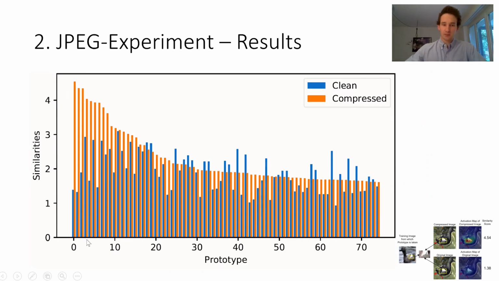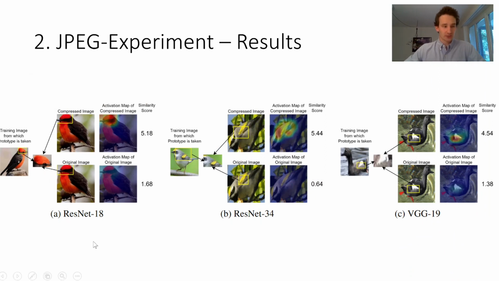Here, we plotted the top 75 prototypes of the compressed test image and the respective prototypes of the clean image. The ones for the compressed image are sorted, and one can see that the ones for the clean image are not sorted anymore and are shuffled and mixed up. So we can see it's not just a scaling problem if the JPEG artifacts are not in the inference image anymore. Here are some other results for ResNet18, ResNet34, and again for VGG19, always with a very significant drop in the similarity score: 5.18 to 1.64, 5.44 to 0.64, and again as seen before.